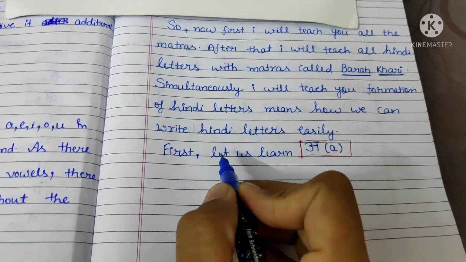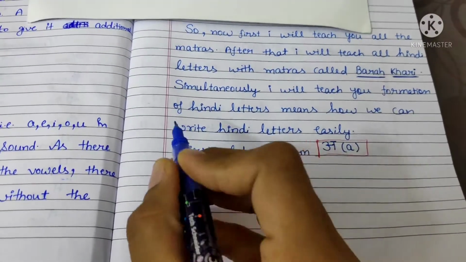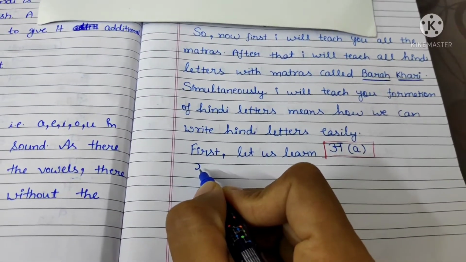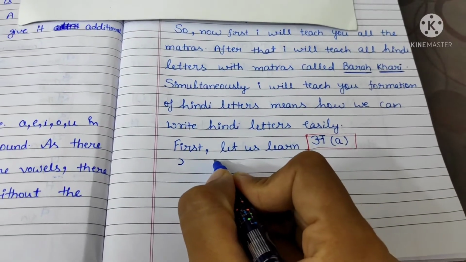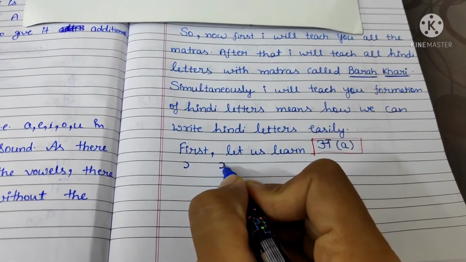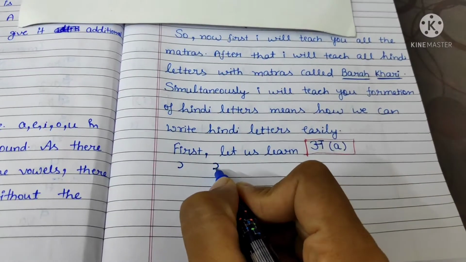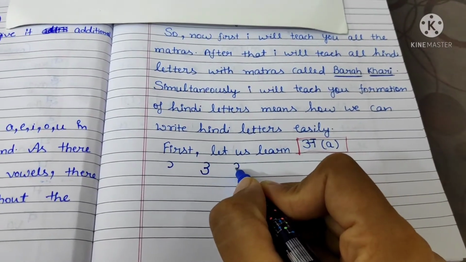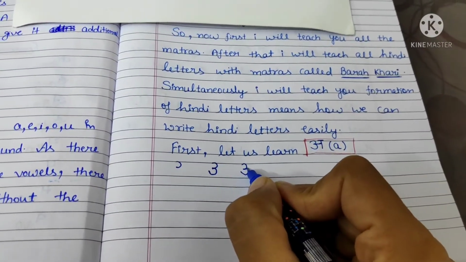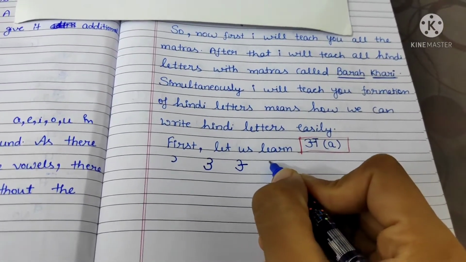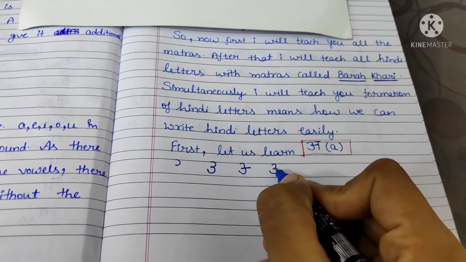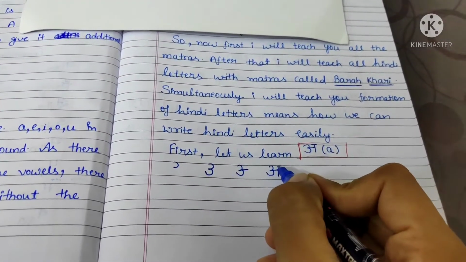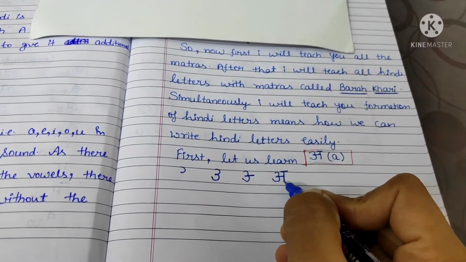So now let's learn how we can write A. For this, first you have to make a reverse C. After that, I will teach you separately. First step was this, then again with this, or you can say you have to make a 3. After making the 3, you have to add a sleeping line to this. After the sleeping line, you have to make a standing line. And then you have to use a sleeping line. So this is our A.